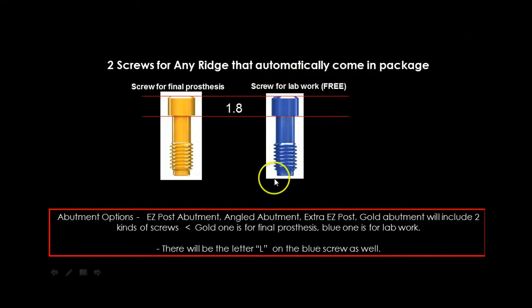One question I get all the time is, what's the blue screw in the package? Well, guess what? You get a free lab screw in the package itself. Now, your gold screw is for your final prosthesis. Your blue screw is for your lab screw. Now, again, any final abutment has this blue screw in it because you're not going to need it for temporary abutments.